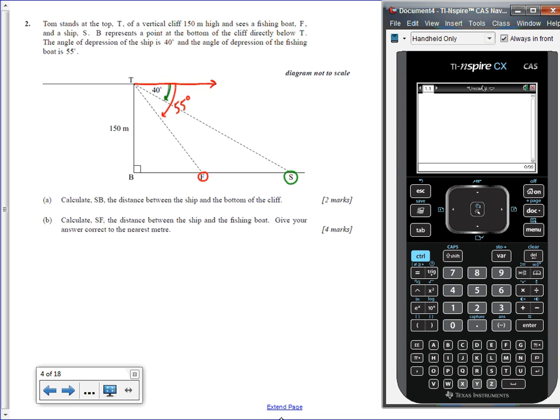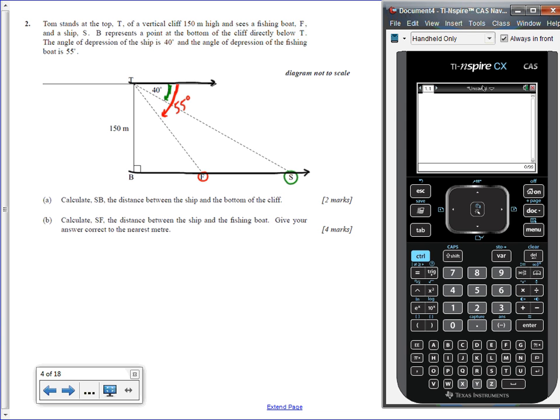What that means, based on the location of where that 40 and where that 55 is, just fix that. Okay, so there's the 40, there's the 55. Here's the 40, and here's the 55. Because of alternate interior angles, right, T, the line up here, is parallel to the line down here that represents the water. So because of those parallel lines, we have some alternate interior angles that we can label.